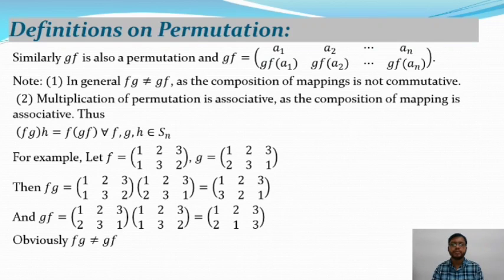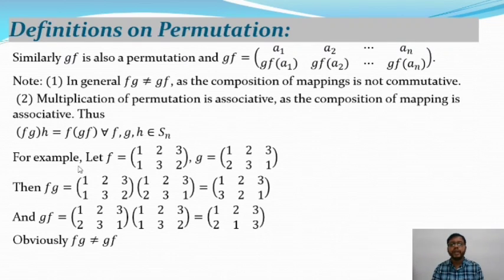Sn is the symmetric group, and these three elements, that means F, G and H, are permutations in Sn. So for example, let F be a permutation of degree 3, with elements 1 to 3, where 1 goes to 1, 2 goes to 3, and 3 goes to 2. This is the permutation. And let G be a permutation, with domain elements 1 to 3, where 1 goes to 2, 2 goes to 3, and 3 goes to 1.